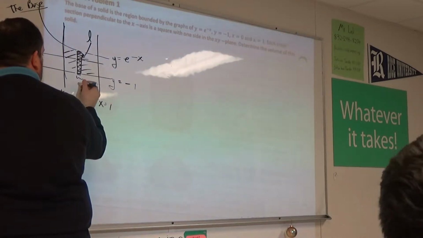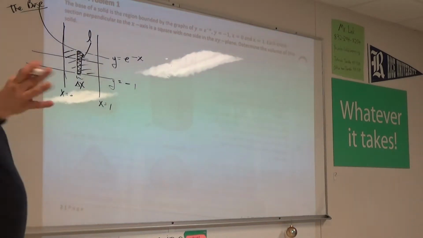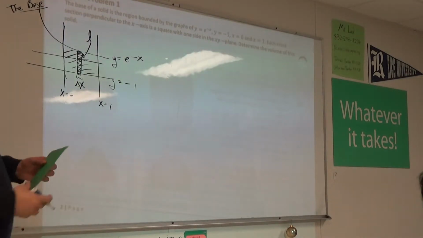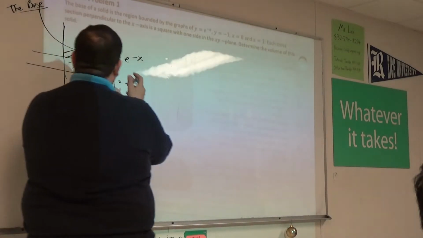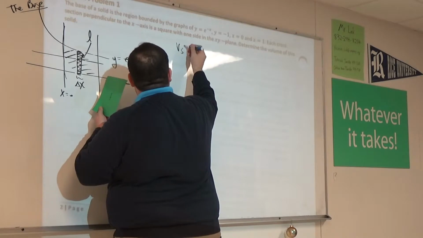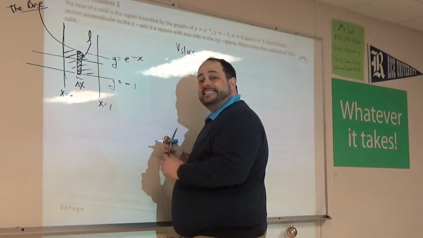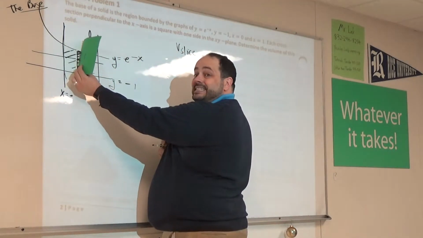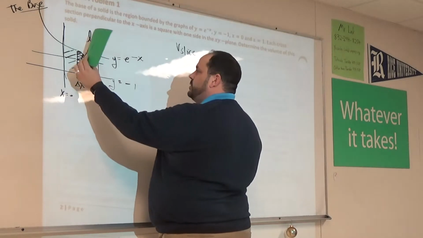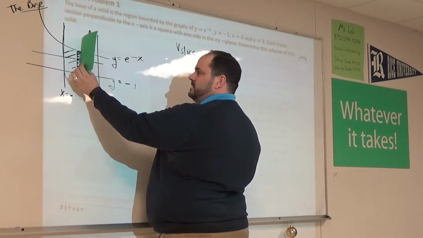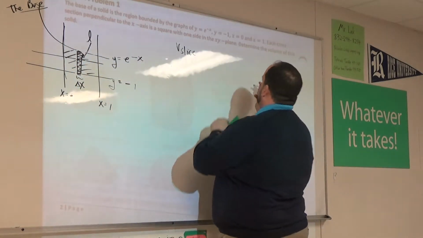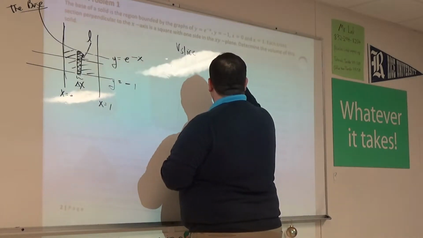Dx or delta x. Okay, I'm going to call it delta x. If you call it dx, that's fine too. I want to know about the volume of a slice. Not the solid, just a slice. So imagine, if you will, I'm going to take this little slice and put it over here and say, okay, here's my slice.